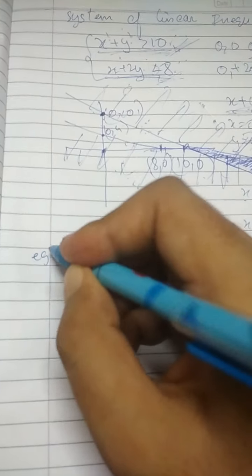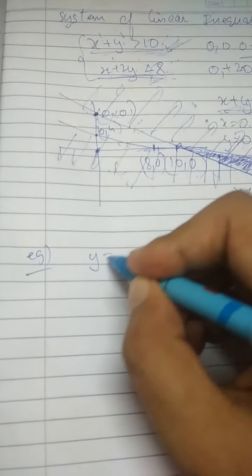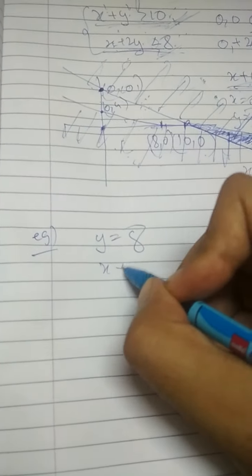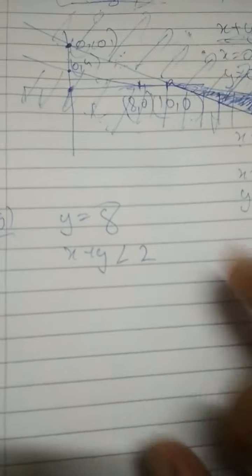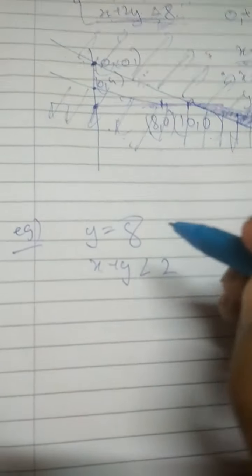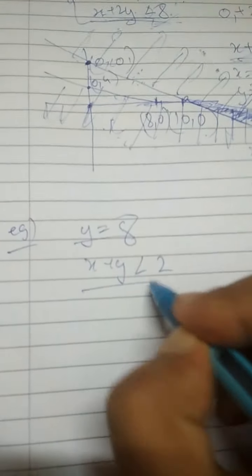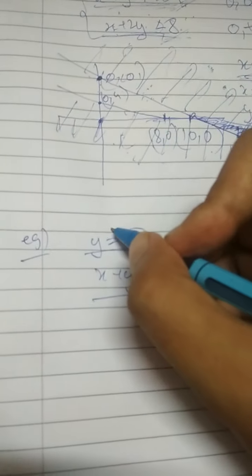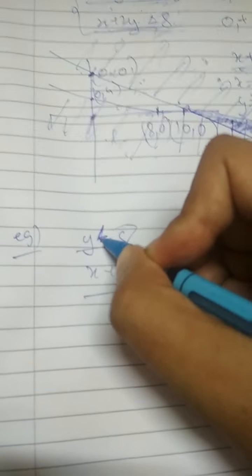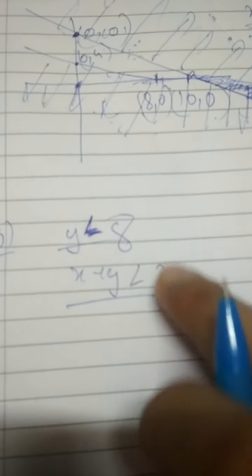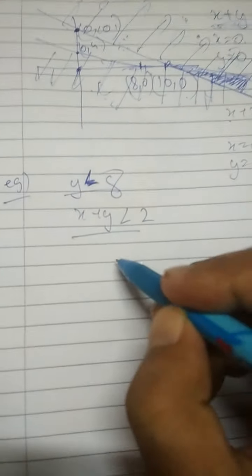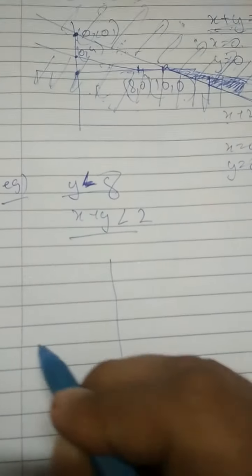Let's take one more example. y is less than 8 and x plus y is less than 2. We have these two inequalities. Now we want to find the solution to these two inequalities. So how do we find the solution? We first draw the graph.